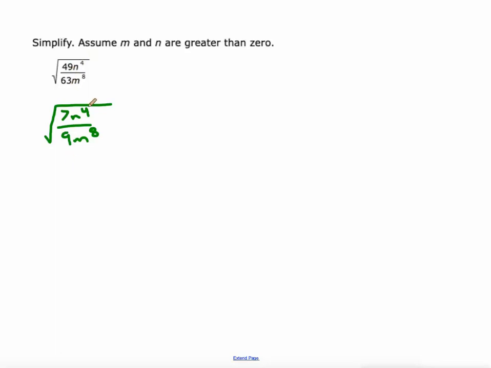So on the top, square root of n to the 4th is n squared. And then the square root of 7 is irrational, so we'll just leave it as the square root of 7, over the square root of 9, which is 3, and the square root of m to the 8th, which is m to the 4th. And that's our answer, n squared times the square root of 7 over 3m to the 4th. I got one more. It's a bit of a doozy.